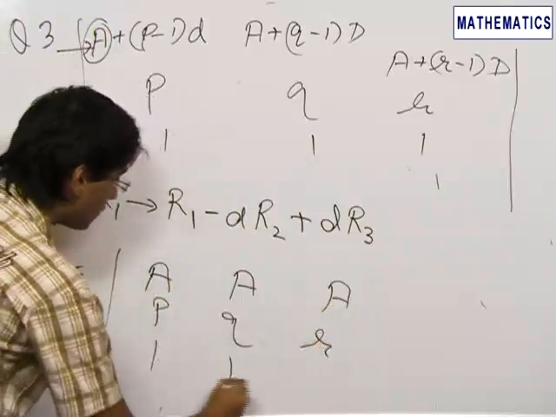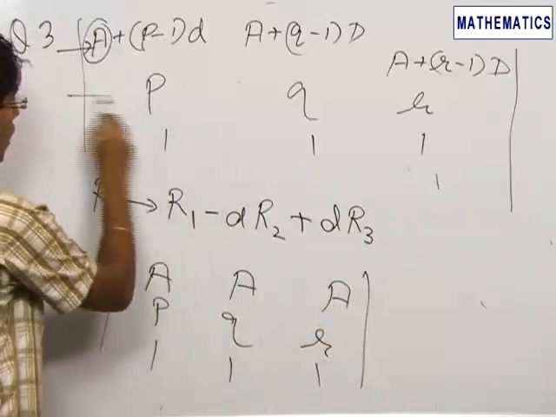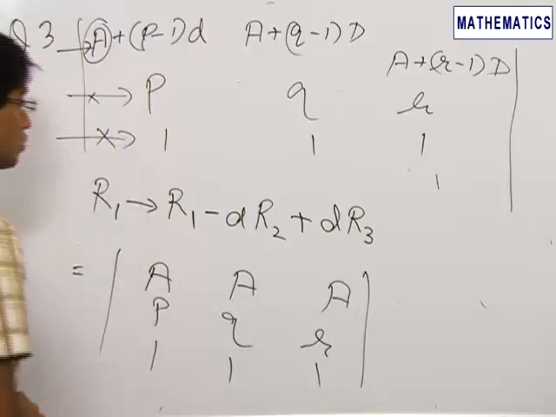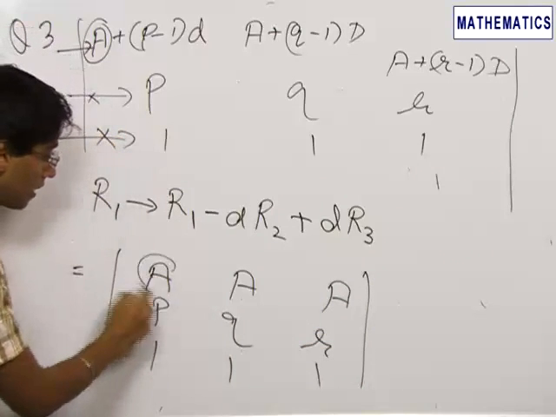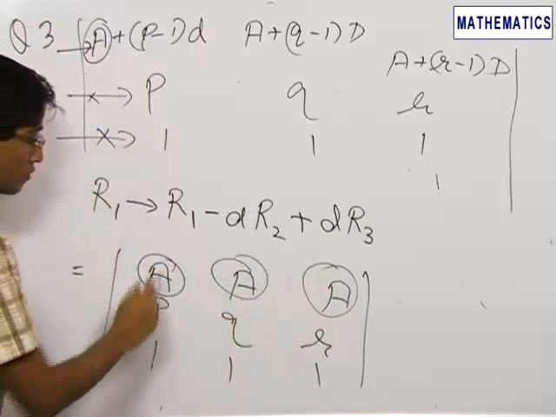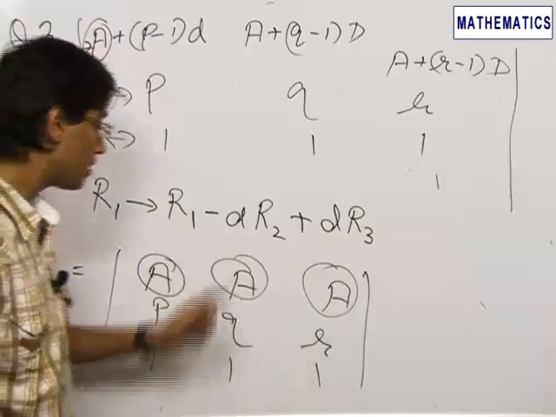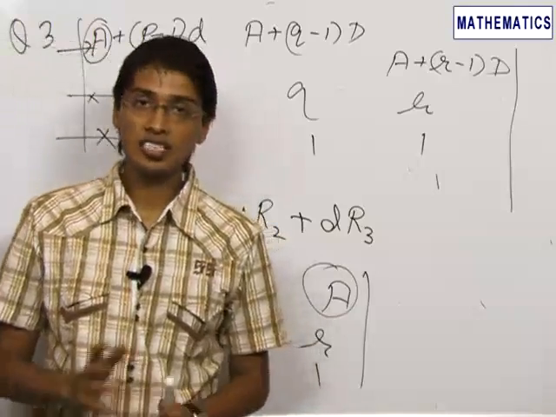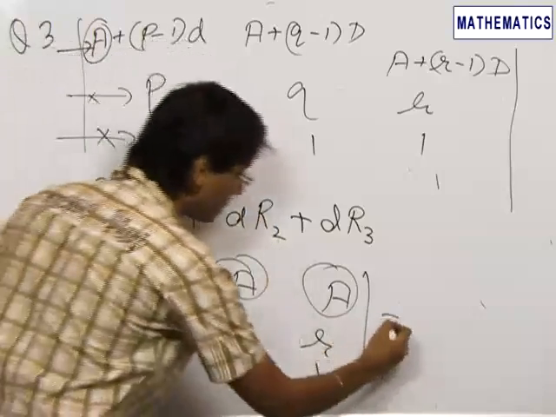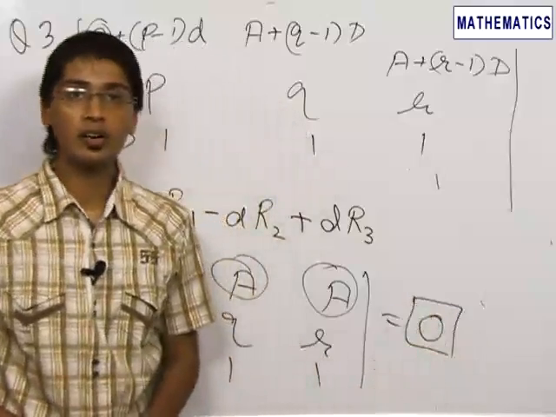P, Q, R and 1, 1, 1 will be left as it is, because there are no operations involved on row R2 and row R3. Now if we take the A common from the first row, we get A times 1, 1, 1, P, Q, R and 1, 1, 1, and again the first row and the third row are the same, they have the same entries, and hence the value of this determinant will be 0, and hence our final answer for the value of the determinant is 0.